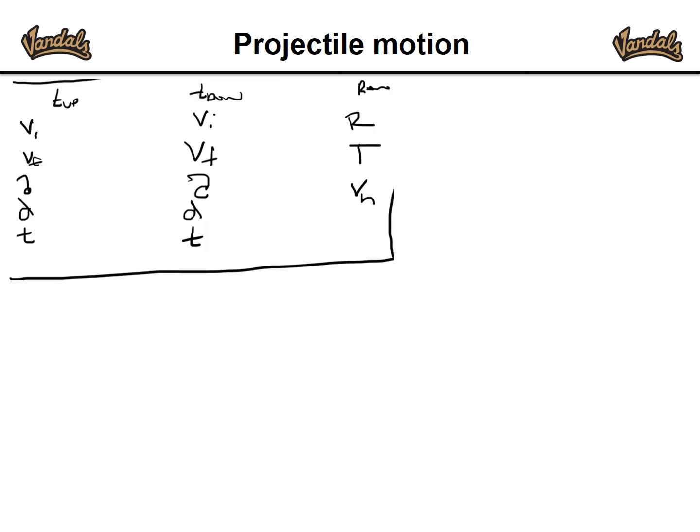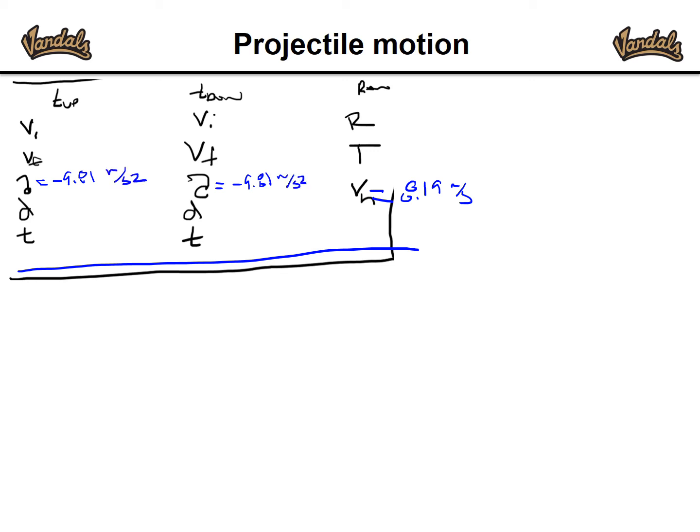Okay, so now I've taken this little unit and put it up in the top portion of it. And now I'm going to fill in what I do know, and so we can begin to fill out what we don't know. We've already identified what VH is, and that was 8.19 meters per second. We know what A is for all these, because these are all the verticals, so it's negative 9.81 meters per second squared.